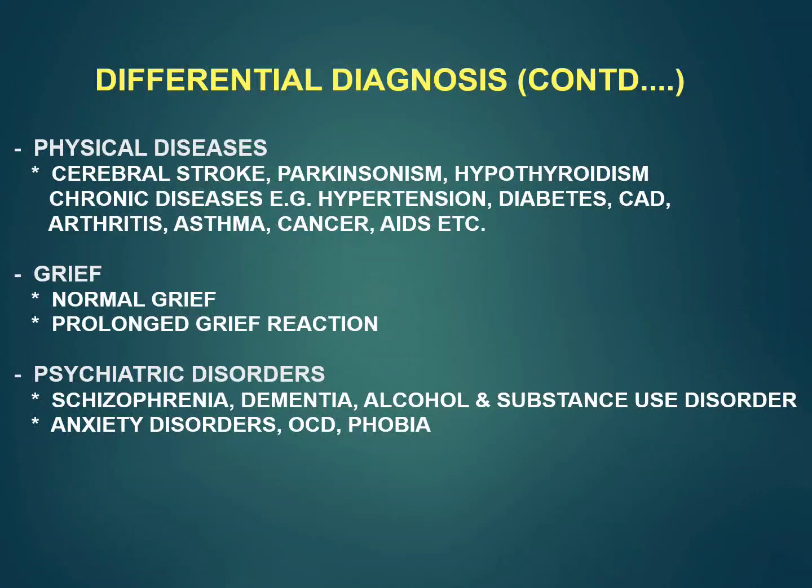Grief. Sometimes it is a normal grief which resolves within a few weeks or months if it is a very near relative. But if it doesn't get resolved for more than 6 months, then maybe it is leading to depression and atypical grief. Then various psychiatric disorders like schizophrenia can have secondary depression.